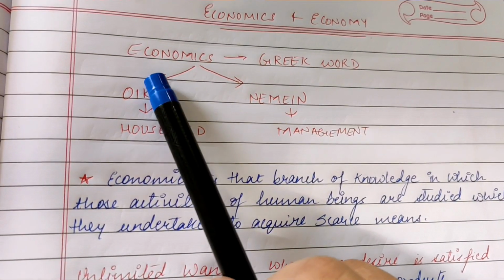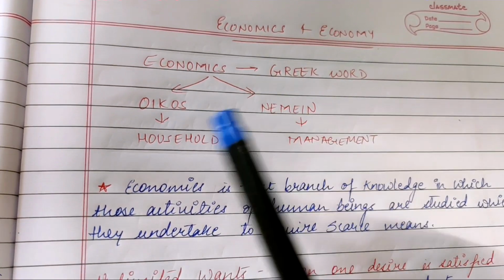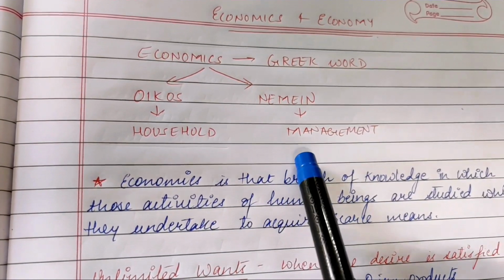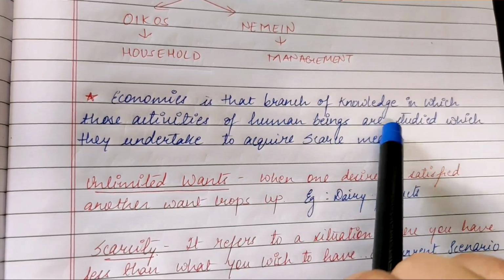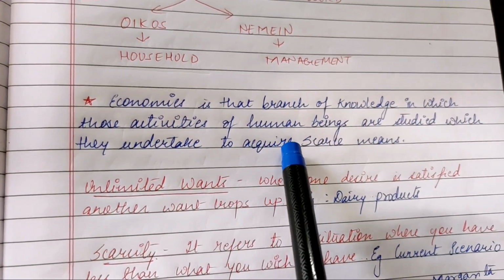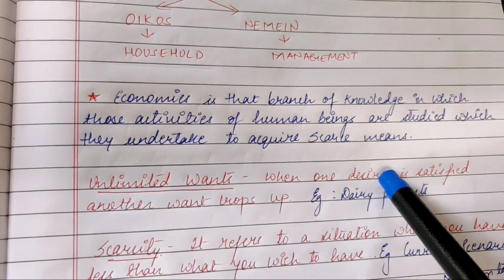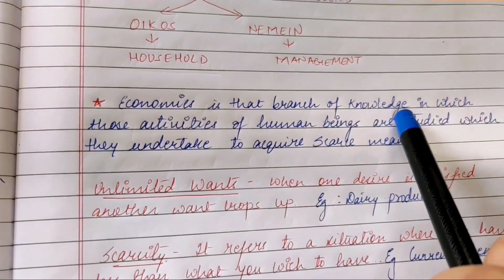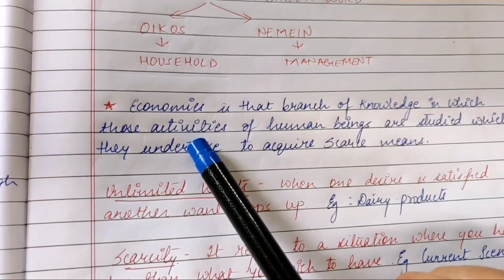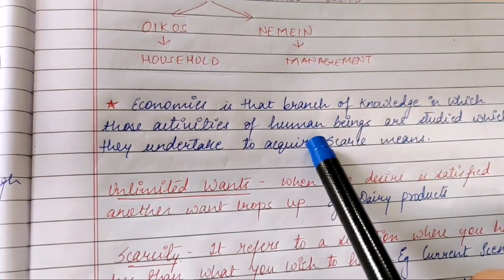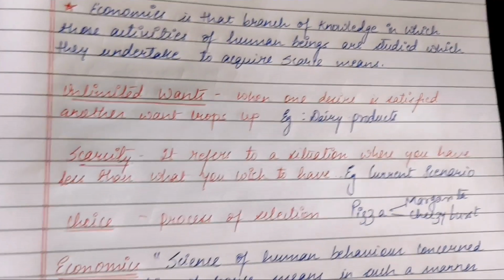So basically what we have studied till now is economics, which has been derived from a Greek word oikos and nemen. Oikos means household, nemen means management. In order to quote, economics is that branch of knowledge in which those activities of human beings are studied which they undertake to acquire scarce means. Now scarce means is scarcity. Branch of knowledge we already know. Activities is referring to economic activities, that means in order to earn money, whereas human beings, as we all know, are referring to us. So, there are certain terminologies which we will be studying now.